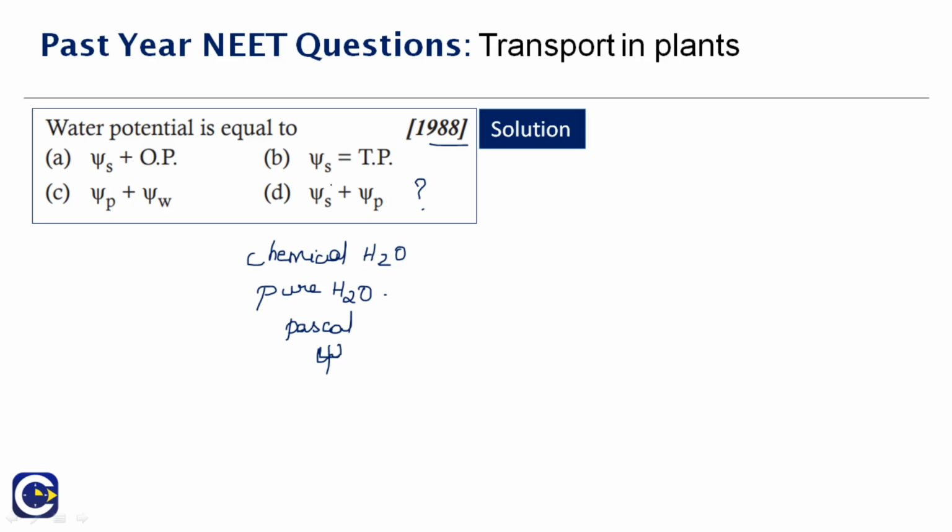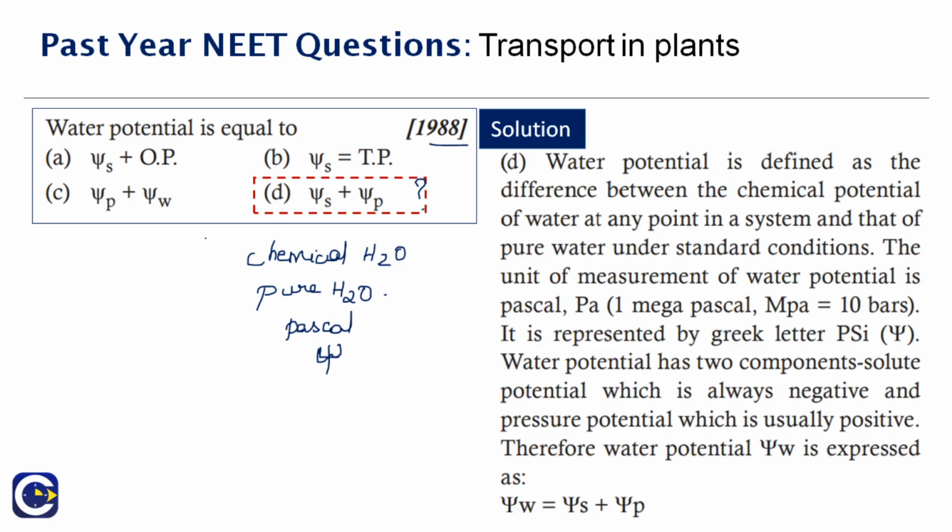Water potential has 2 components. One is the solute potential, which is always negative, and the other is the pressure potential, which is usually positive. So what are the 2 potentials that we take into consideration? The pressure potential and the solute potential. When you add both, you get the water potential. Therefore, water potential is equal to solute potential plus pressure potential. Therefore, the correct answer to this question is option D. Okay, next question.